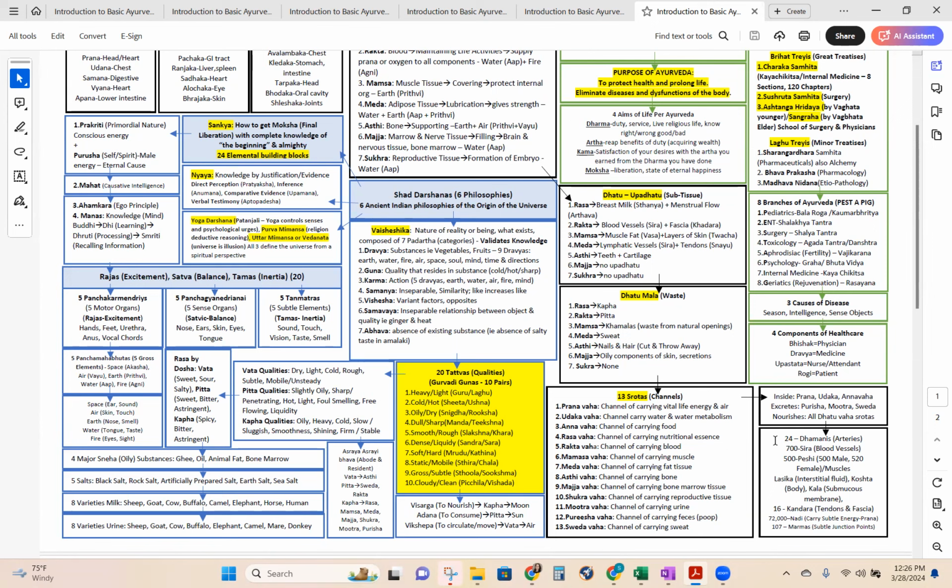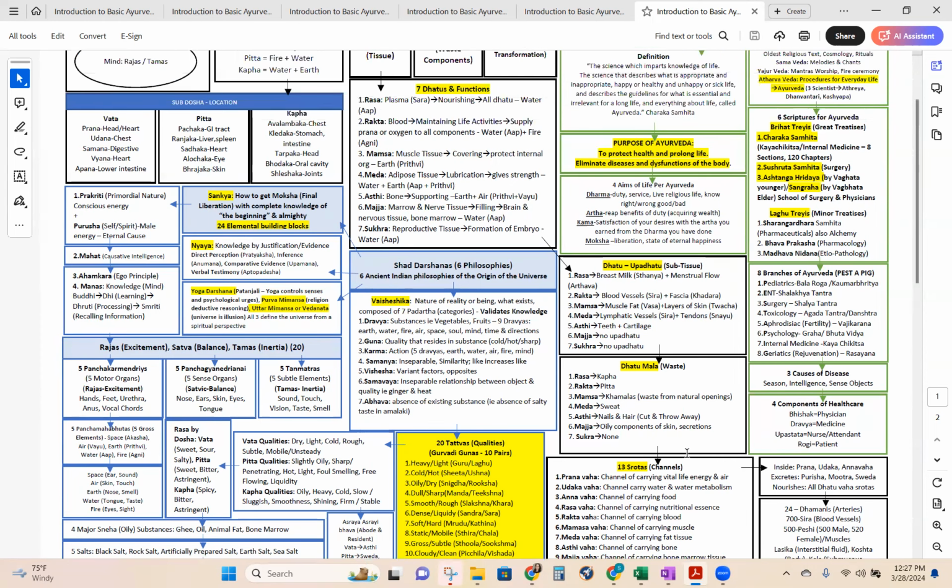So 24 dhamanis, so there are 24 arteries in the body, 700 sira, or blood vessels in the body, and then there's 500 peshi. Those are 500 for the male, 520 for the female, including muscles, lasika, intracellular fluid, koshta, and kala, submucous membranes. 16 kandara, tendons and fascia, and 72,000 nadis that carry subtle energy or prana, and 107 marma points. There are subtle junction points in the body.